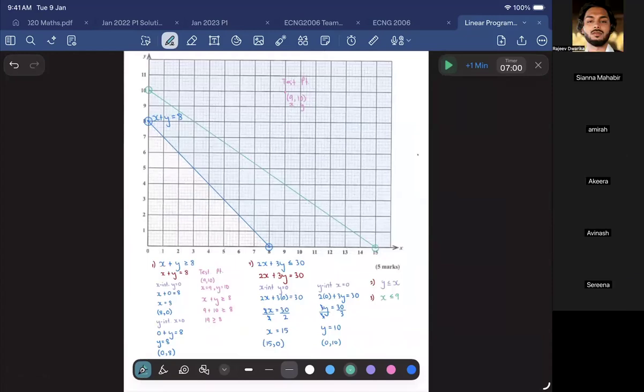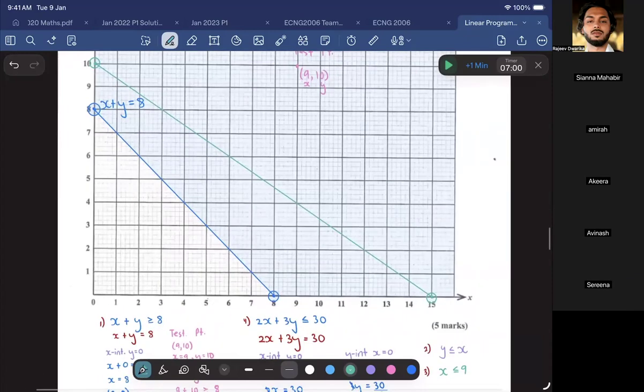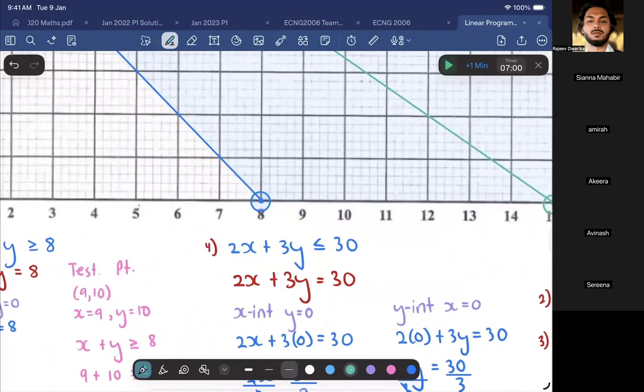We are not finished. Vanessa, we drew the line, right? But we did not shade the proper side. We still have to shade the side. So we want to figure out where 2x plus 3y is less than 30.